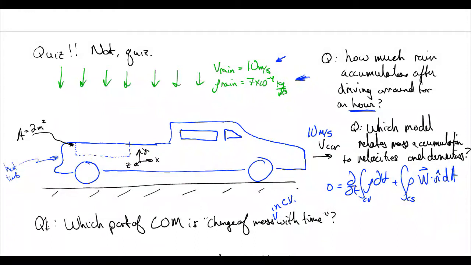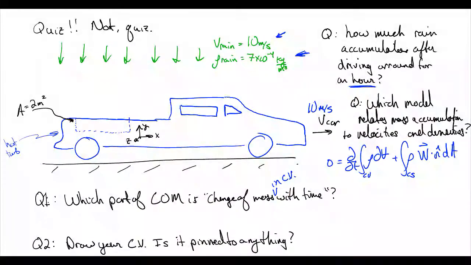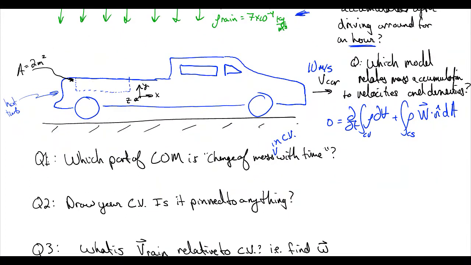Okay. And your car is traveling at 10 meters per second. We want to know how much rain accumulates after driving around for an hour. And if we're looking for accumulation of mass, we have some velocities, we have some areas. It should naturally come up that we want to use the conservation of mass model. So I have written it over here on the right-hand side.